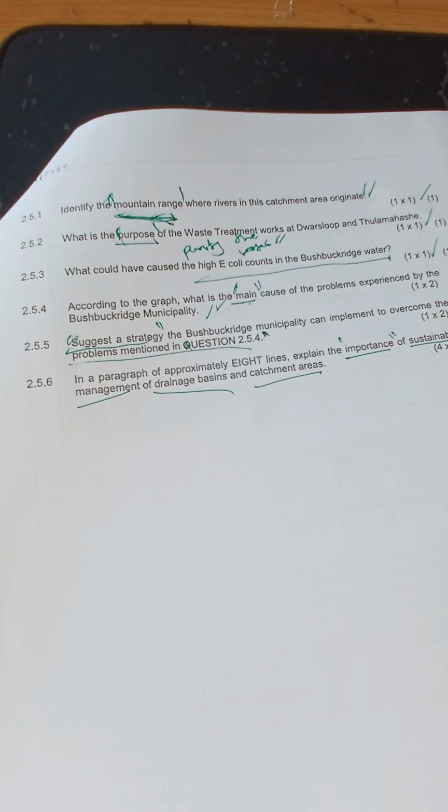Okay, so we can also prevent waterborne diseases. Remember, there is a streaming of sewage and dumping of solid waste. So the moment we implement sustainable management of drainage basin and catchment areas, we are preventing waterborne diseases such as cholera. It's the most effective way to purify water as well. We purify water and make it safe for drinking. We can also reduce soil erosion. These are some of the things that you can actually talk about.